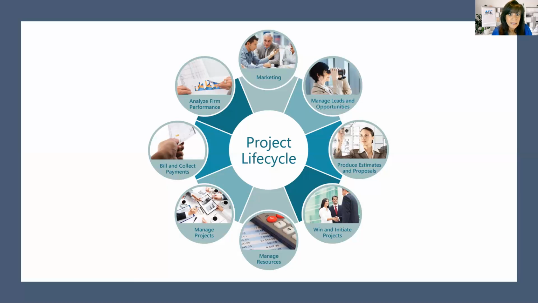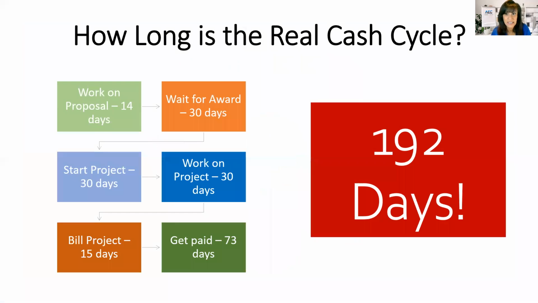So I did a little bit of guessing about what the real cash flow cycle looks like for most firms. And so first you work on the proposal, let's say 2 weeks, right? And really this doesn't even include the BD time that you're spending looking for the opportunity. Okay, I'm starting here with the proposal. In fact, there's really more time. In some cases, you may spend a year trying to build a relationship with a client to get to this point of working on a proposal.